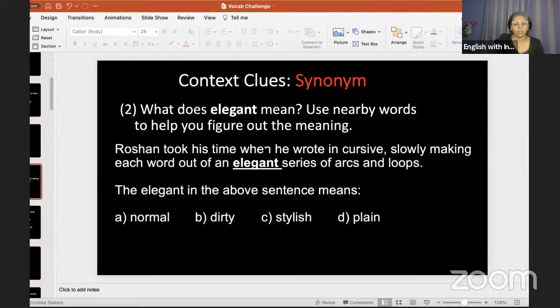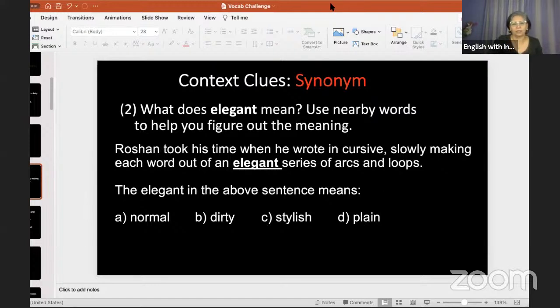Russian took his time when he wrote in cursive, slowly making each word out of an elegant series of arcs and loops. So cursive writing होता है ना, जैसे इंडिया में तो actually it's very common. Many students, I will say most of you, write in cursive. So the word elegant in the above sentence means A, normal, B, dirty, C, stylish, or D, plain.